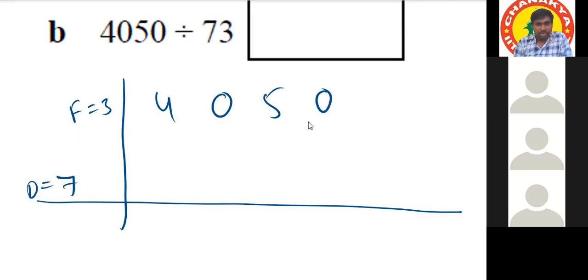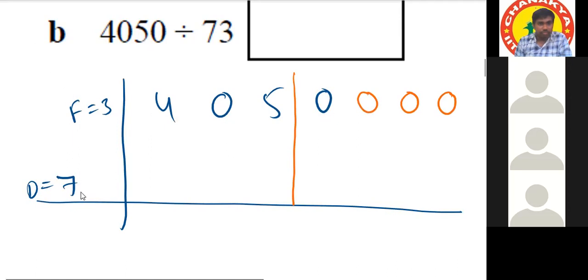Where to keep the decimal point, sir? As only one digit is there as the flag, we'll separate only one digit from the right side. After keeping this point, we can take as many zeros as we want. And after that, start division now with this 7.